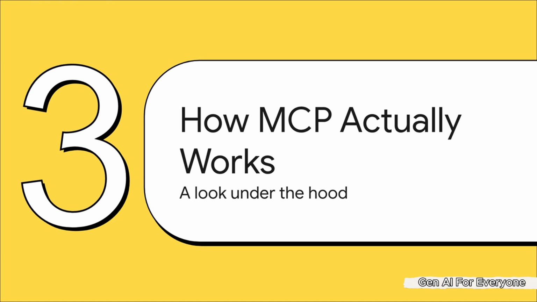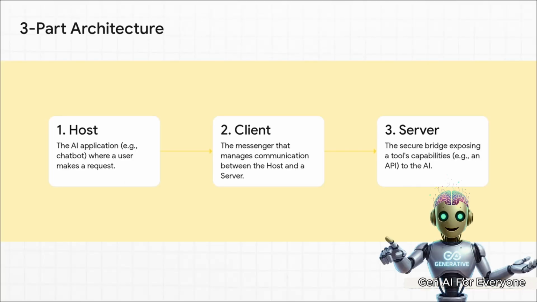Okay, so how does this universal connector actually work under the hood? Well, it's surprisingly elegant, and it's all based on this really straightforward three-part architecture. It all works like this. Let's say you ask your AI chatbot to check your calendar. The chatbot is the host. The host then creates a little messenger, and we call that the client. That client goes off and talks to your calendar's server, which acts like a secure doorman, giving the AI permission to see your schedule. So you've got the host, the client, and the server. That's the core of every single interaction.